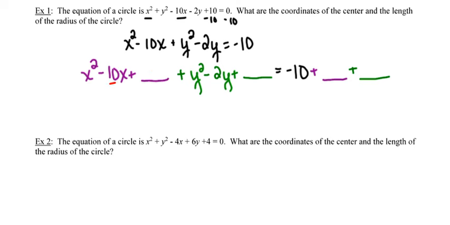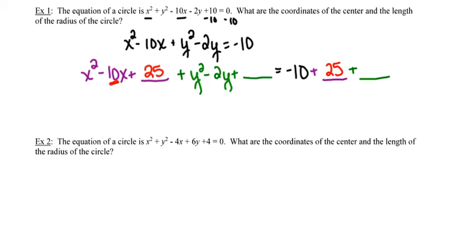What we're going to do is take half the coefficient of x, so half of the negative 10, which is negative 5. We're going to square it, so when I do negative 5 times negative 5, it becomes 25, and that's the number that I'm going to add to both sides.